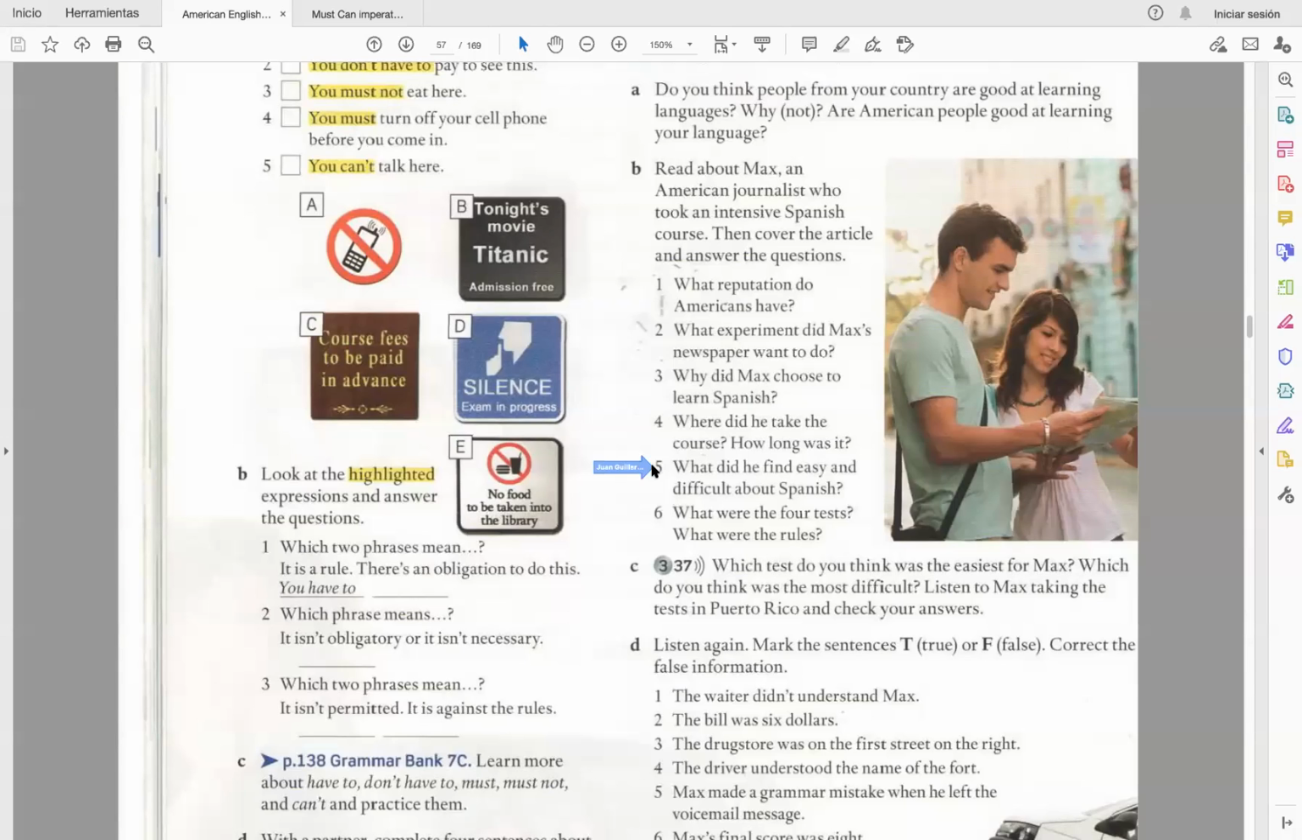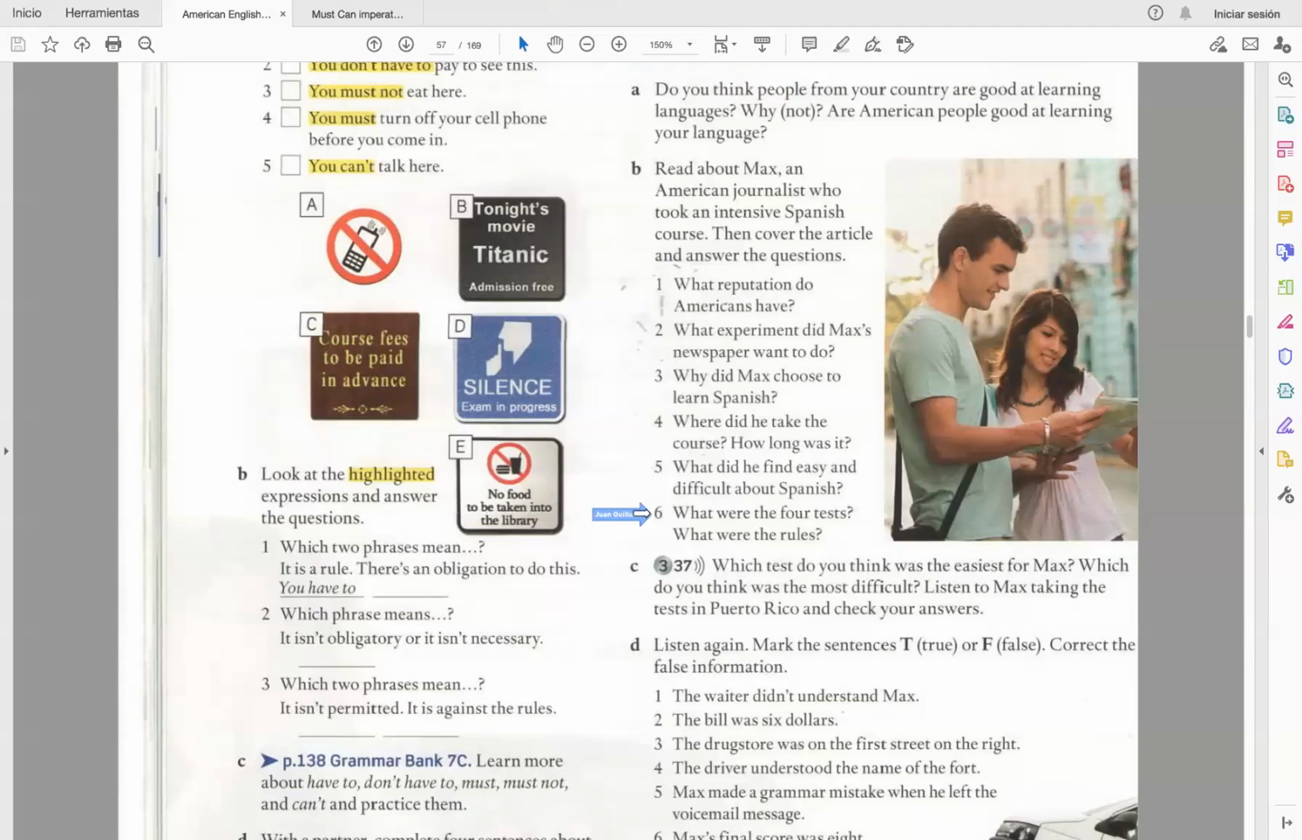Emilio, what about number 5? He found some Spanish words easy, for example, hello, and he found verbs and the pronunciation difficult. Okay, very good. Excellent, excellent.